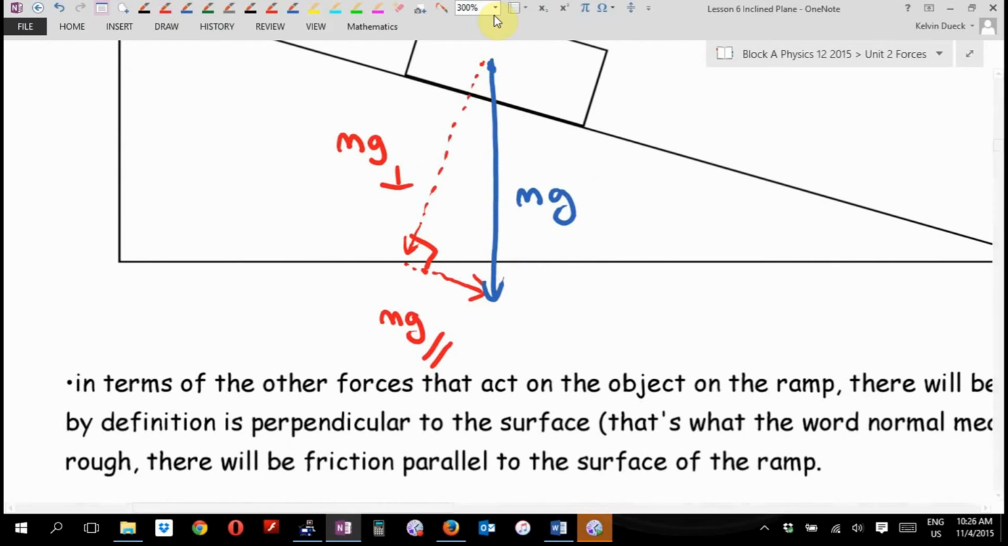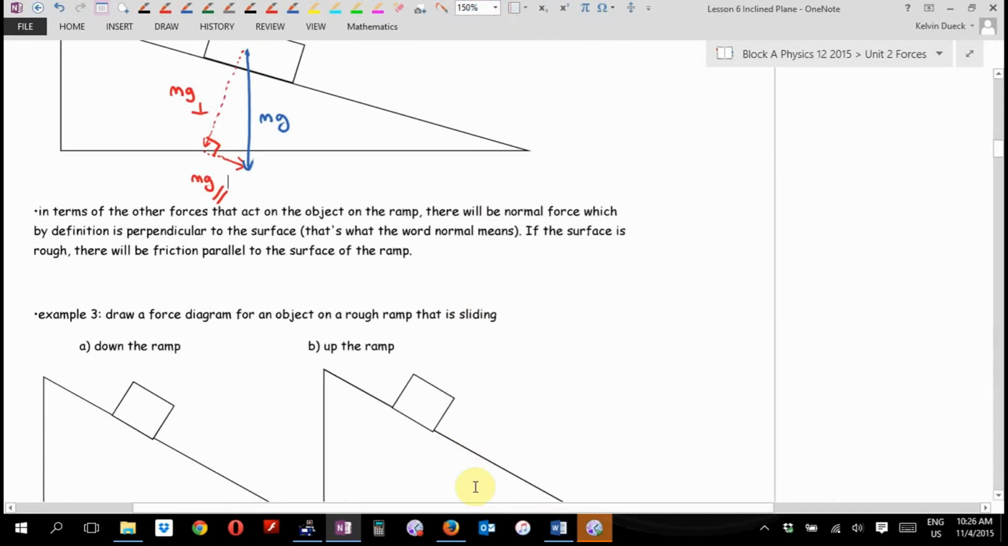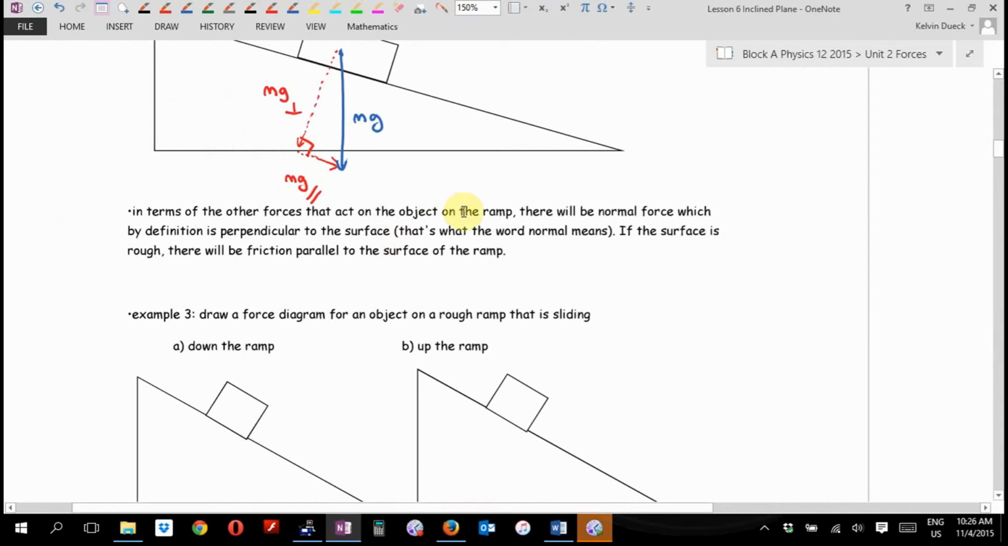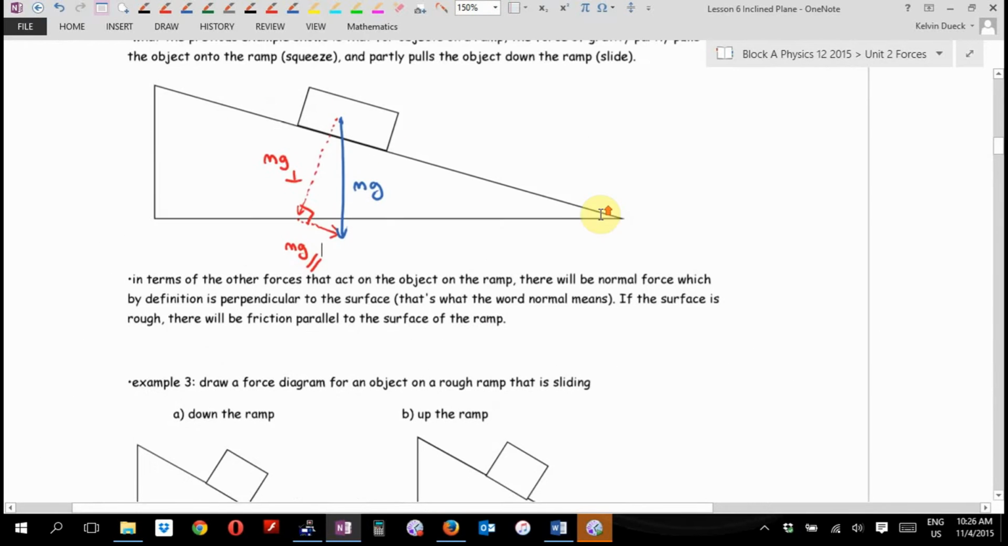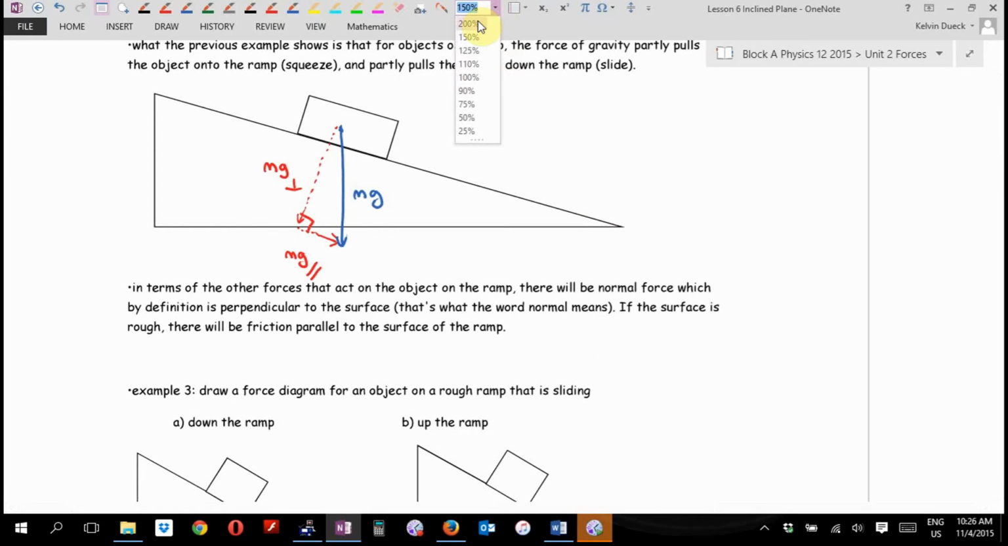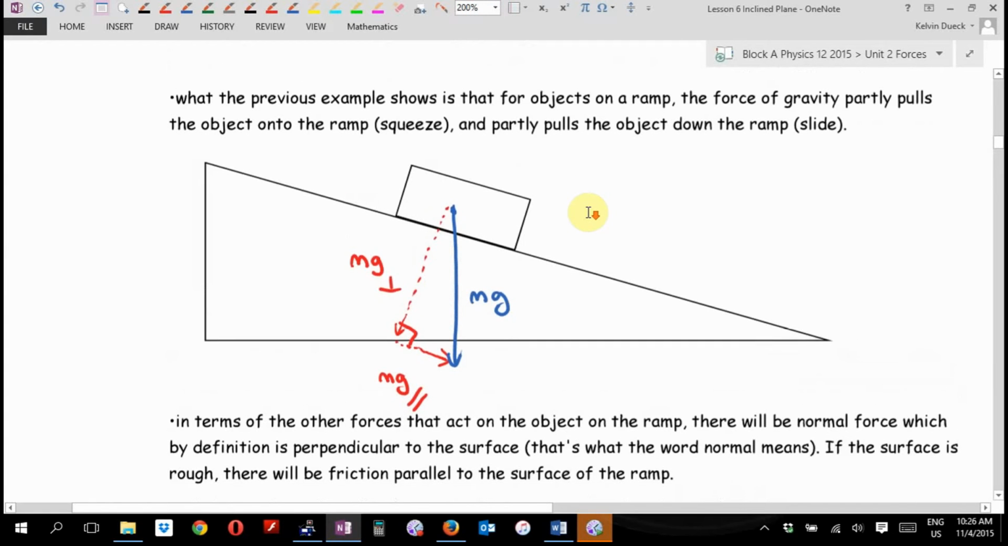So, in terms of other forces that act on the object on the ramp, there will be a normal force. What are the forces acting on this mass? Get the obvious one. Gravity. And then I'll break it up into components. Now, is this mass sinking into the ramp like quicksand? Is it flying off the ramp like Superman? So the normal force is going to be the same size as mg perpendicular.